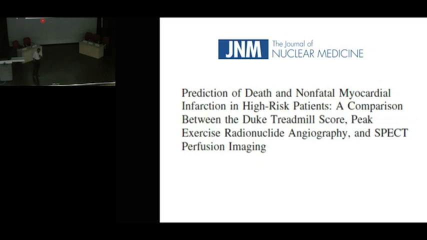So here your interest is to predict death and non-fatal myocardial infarction in high-risk patients, a comparison between a particular type of treadmill score, a peak exercise radiant angiography, and a SPECT perfusion image. Right? So let's translate this to my PICO. So what's my population?